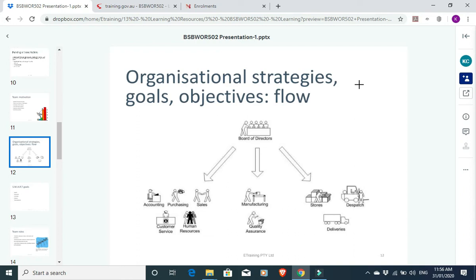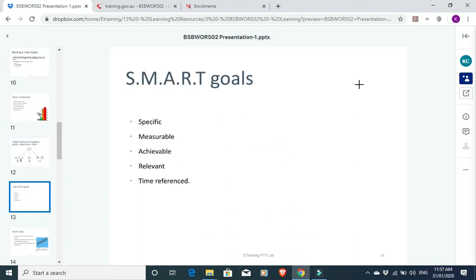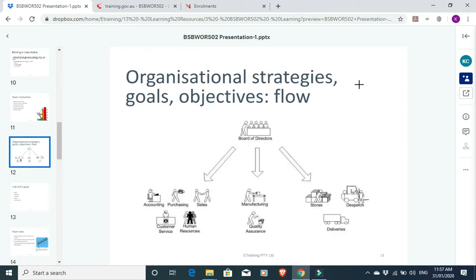And from the board of directors, of course, they'll have their director of purchasing, director of stores, or director of marketing, human resources, and within them they'll have managers and supervisors for the different teams that they have. These differ from organization to organization, from style to style, depending on which suits it.